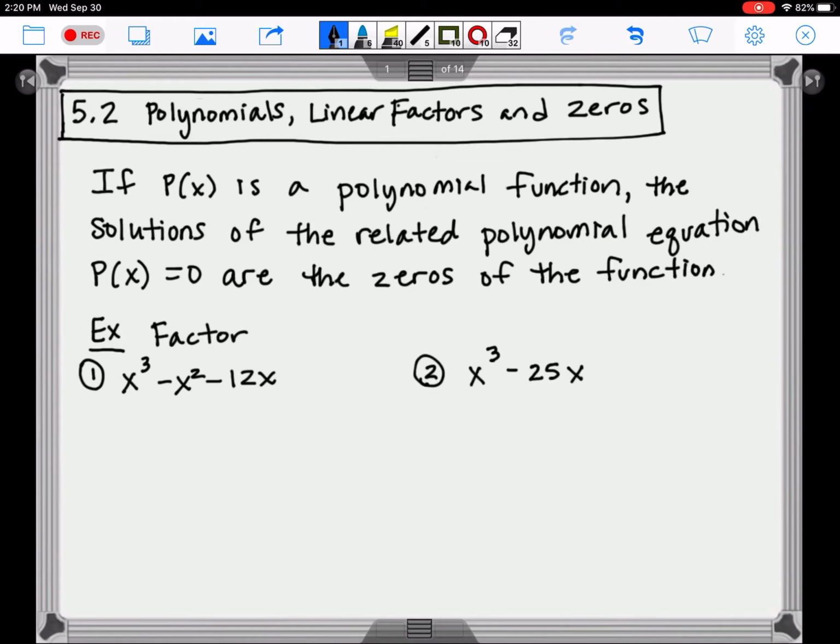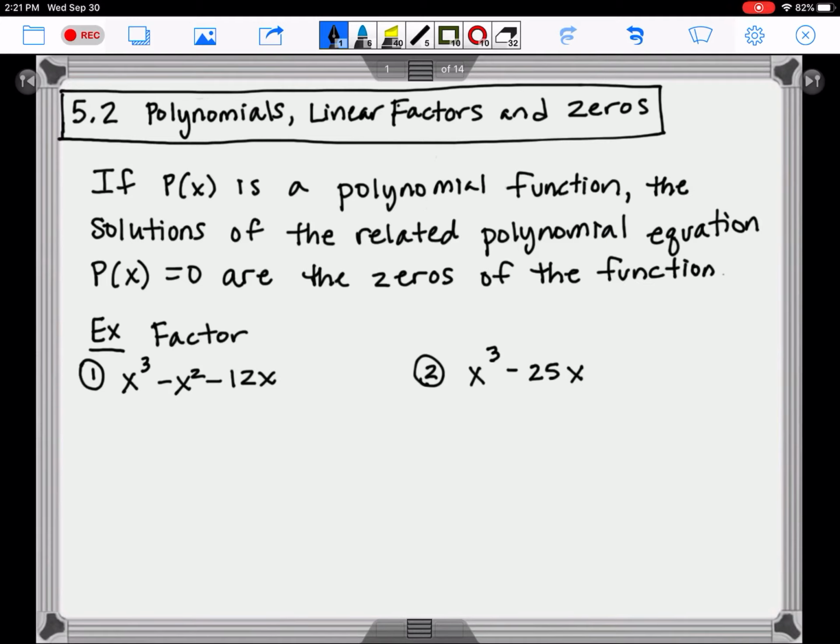So in chapter 4, we solved quadratic equations by factoring. We wrote their linear factors, and we applied the zero product property. So we can solve some polynomial equations that same way. So let's take a look at this first example.